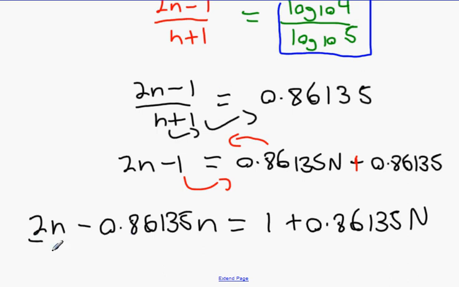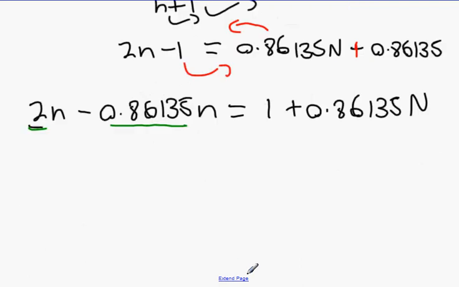Just take 2 minus this one here. What do we get? 1.13865. Yeah, okay. That's n, equals, oh sorry, there's no n on this one. The n is gone, excuse me.